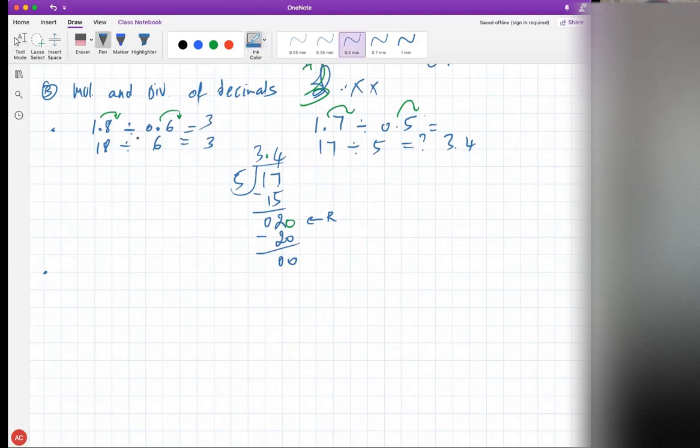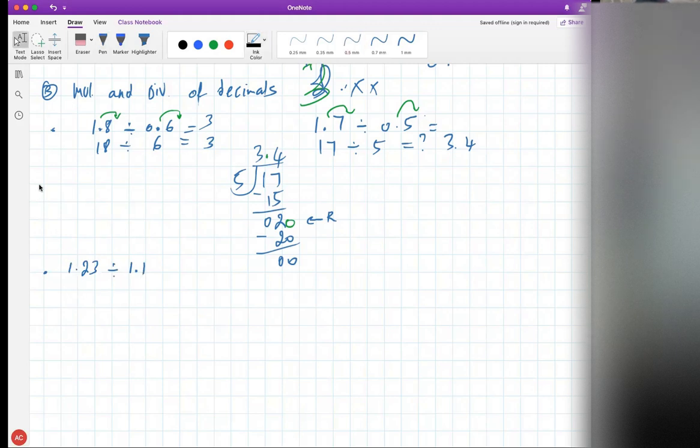Okay, let's look at another one. It'll be a little bit different this time. Let's say 1.23. Let's divide this maybe by 1.1, for example.